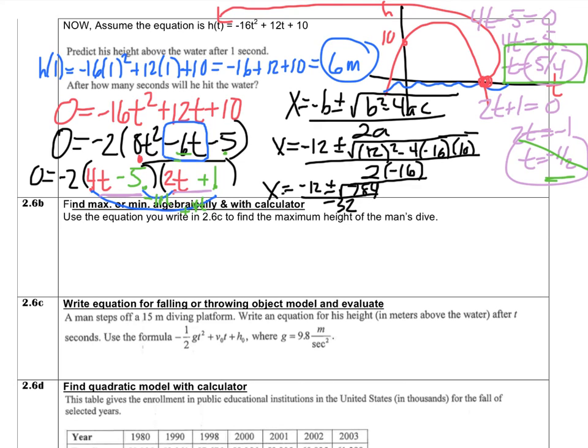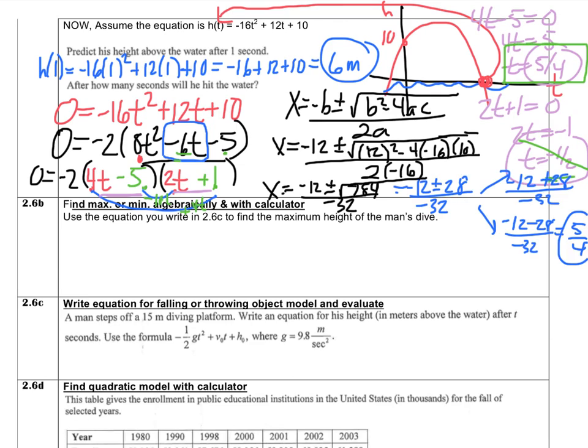Now you can take the square root of 784, and you'll get 28. Now you're going to take this and break it into its two pieces. So I'll do negative 12 plus 28 over negative 32, and then negative 12 minus 28 over negative 32. This top one is going to come back to negative 1/2, which doesn't work. The bottom one is going to be 5/4.